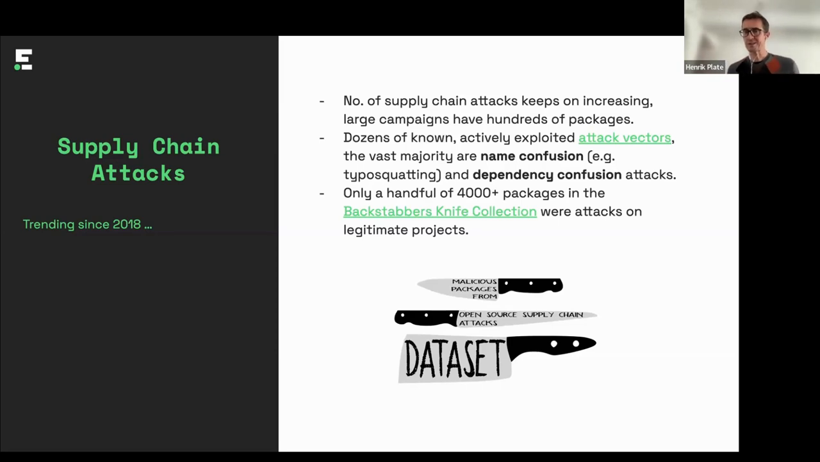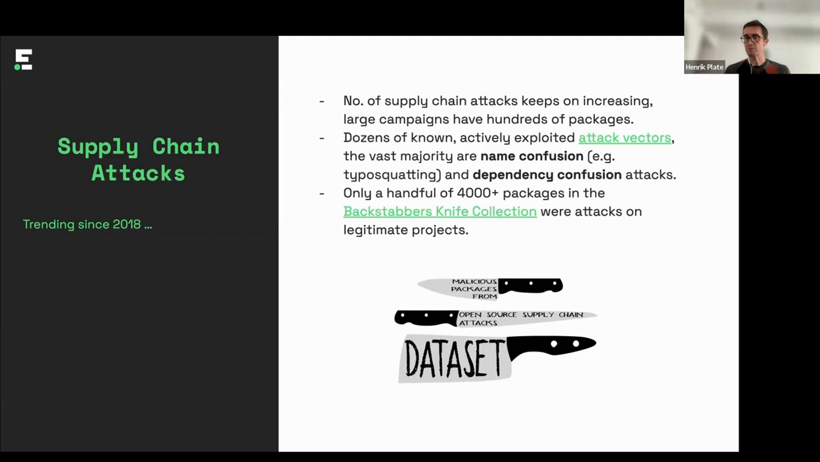We also know there are dozens of known actively exploited attack vectors, examples being hijacking the accounts of legitimate maintainers, submitting malicious pull requests, or name confusion attacks like typosquatting, or dependency confusion attacks, which was an attack found in 2021. What is important to understand, the takeaway, is that the majority of the supply chain attacks that we observe these days use these techniques: name confusion, for example typosquatting, combosquatting, or brandjacking, and dependency confusion.